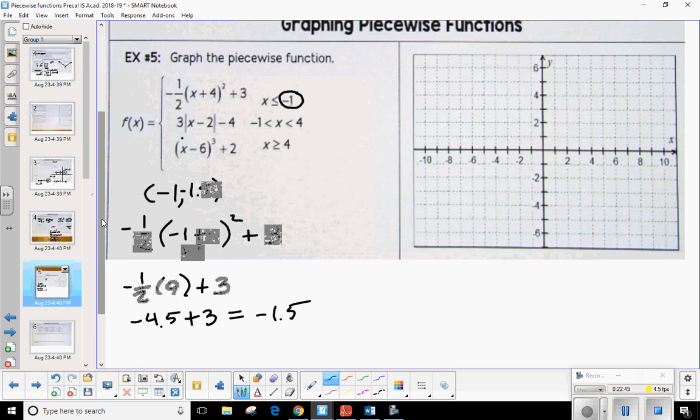Okay. So we have this point right here. So at -1, -1.5. So I've marked the location, but before I actually go ahead and make it substantial, this is where you want to look at your inequality. Am I going to put an open or a closed circle there? Why closed?